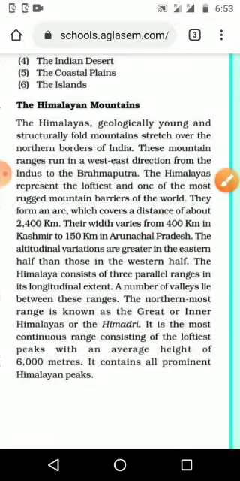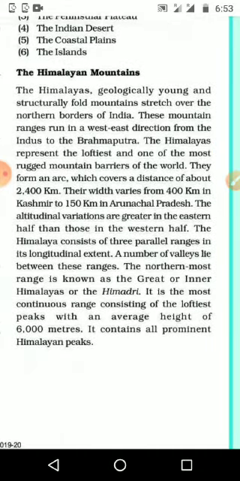And the altitudinal variations are greater in the eastern half than those in the western half. The variation means latitude and longitude differences, as well as the height difference; everything we can see as differences in the eastern part and western part.